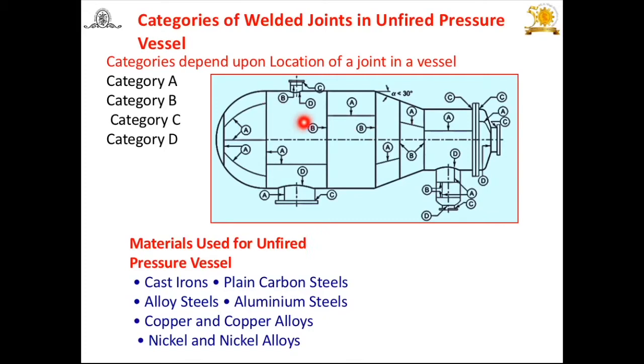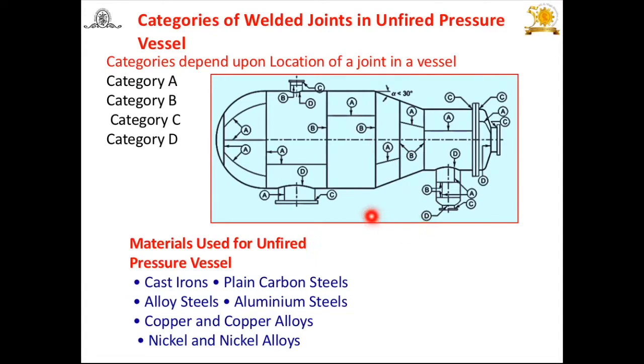That means which part, suppose an opening or a nozzle or a flange, how it is joined to this vessel and how this vessel is fabricated. Based on the location of that joint, the welded joint categories are given. There are 4 categories: category A, category B, category C and category D. In the next slide we will see what we mean by category A, B, C and D and how they are used to connect the different parts of this pressure vessel.